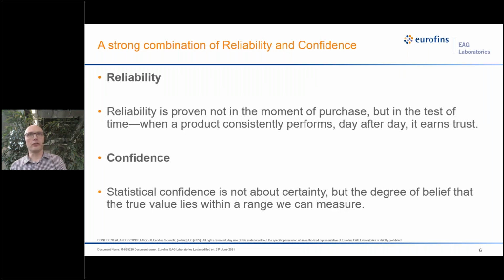Before we go any further, it's important to discuss two parameters. These are the reliability level and confidence level. First, reliability. Reliability is proven not in the moment of purchase, but in the test of time. When a product consistently performs day after day, it earns trust. This is a statement that indicates that the reliability of a product must be determined over time.